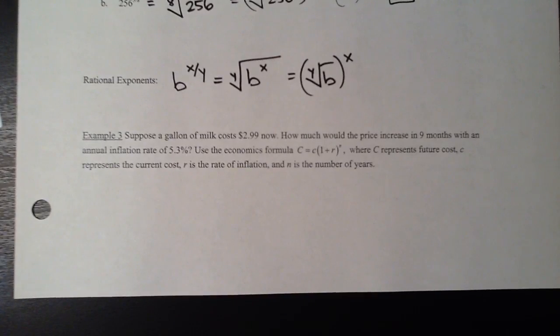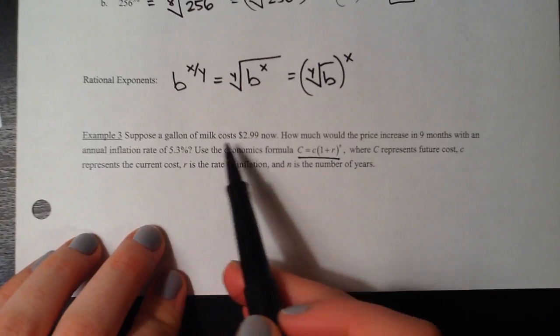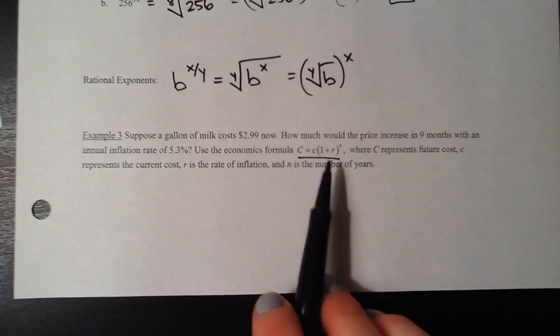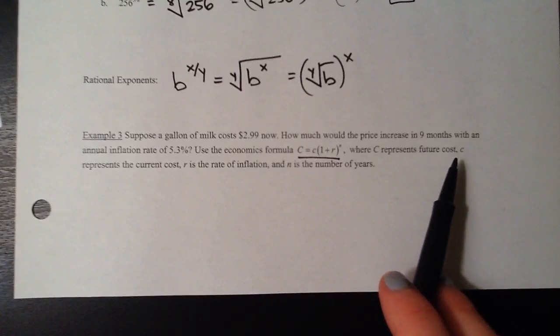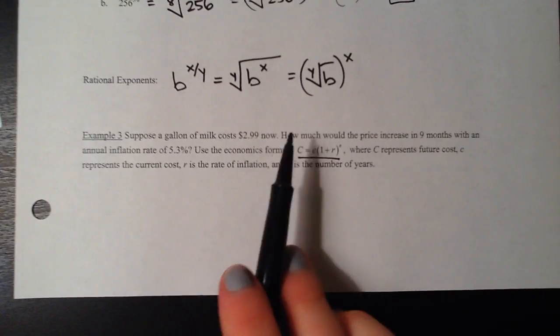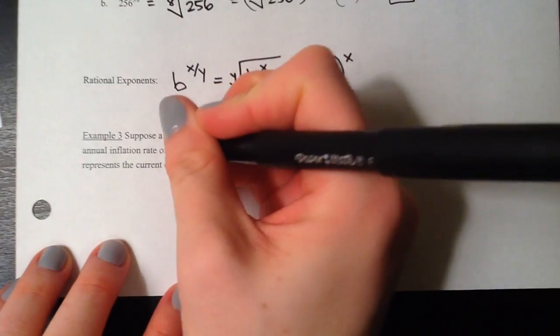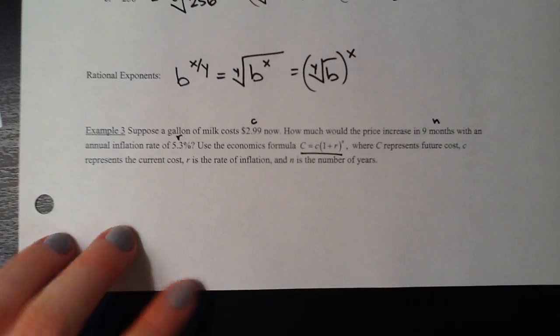Okay, example 3 is a story problem. We're going to be using a formula that we're given right here. So suppose a gallon of milk costs $2.99 now. Well, it seems fairly accurate. How much would the price increase in 9 months with an annual inflation rate of 5.3%? We've got this econ formula right here. C represents the future cost, that's what we're trying to find. Little c represents the current cost, so that's $2.99. R is the rate of inflation, and then N is the number of years. So 9 months isn't a number of years, but we'll talk about that in a second.